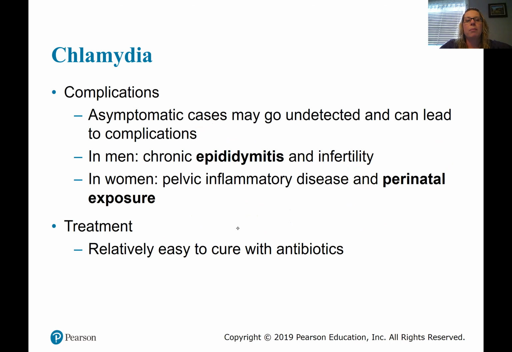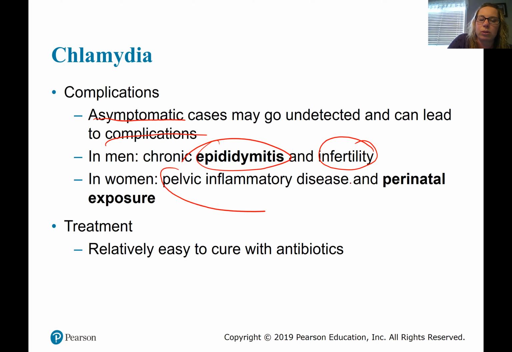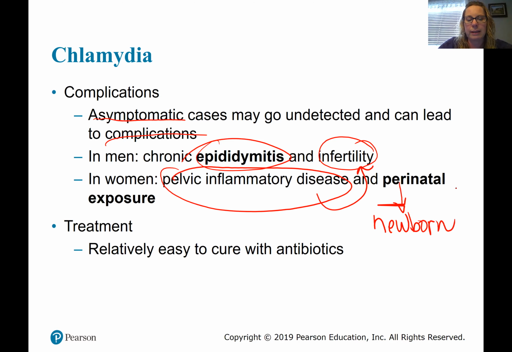Some complications, I just read this. This is funny. Asymptomatic cases can go undetected and lead to complications. What are those complications? Well, the complications in men could be epididymitis, which is inflammation of the epididymis, and then ultimately infertility. And for women, it could be pelvic inflammatory disease, which we'll talk about in a few slides, which ultimately can lead to infertility as well. And then also perinatal exposure, or exposure of the newborn if she is pregnant.